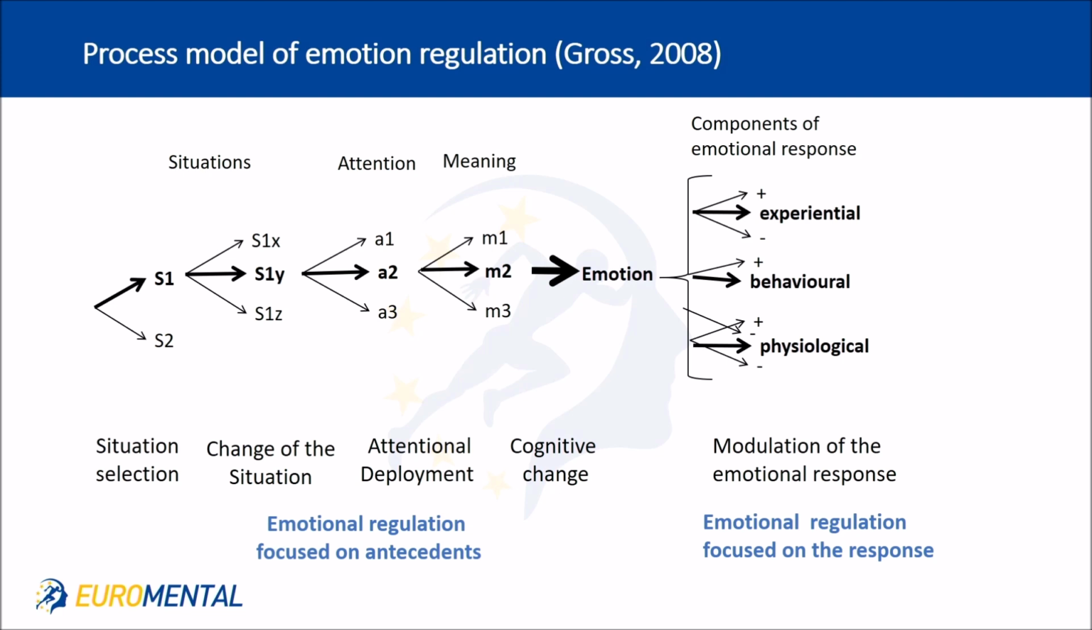Modulation of the emotional response refers to an emotional regulation focused on the response. Response-focused regulation manipulates the output of the emotional process and includes strategies that intensify, diminish, prolong, or curtail ongoing emotional experience, behavioral or physical regulation. For example, relaxation techniques or emotional suppression are often used in the sport context.